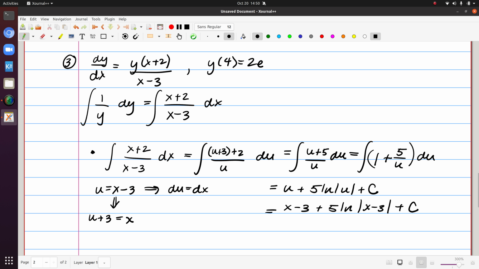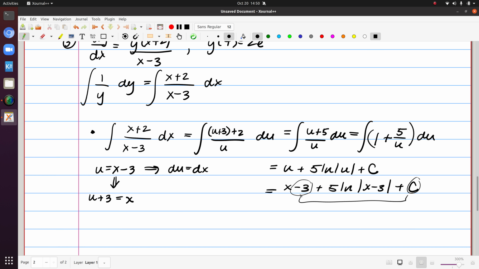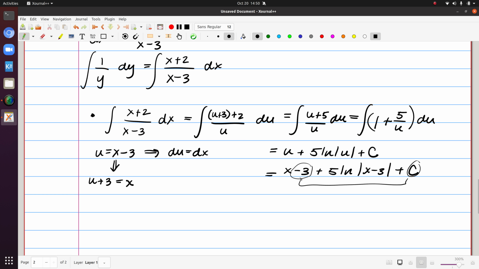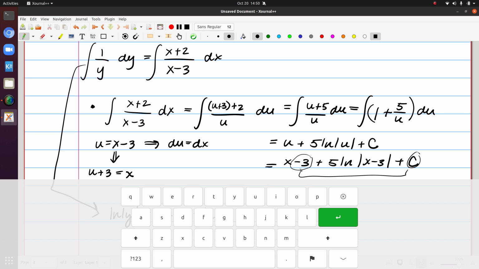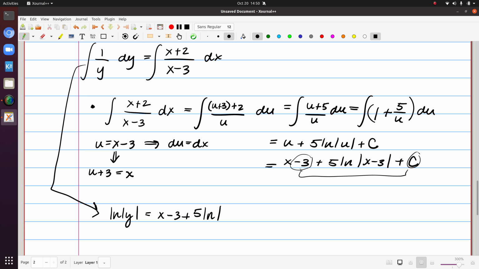Now, this is perfectly fine. I'll also point out that some people would take the minus 3 and the c and combine those to just write that as plus c. Either way is fine, and I'll just keep it as it is here. So now that we've done that work, now I can come back to the question at hand. The antiderivative of 1 over y is the natural log of absolute value of y. And it's equal to what we just calculated. x minus 3 plus 5 natural log of x minus 3 in absolute value plus our additive constant c.